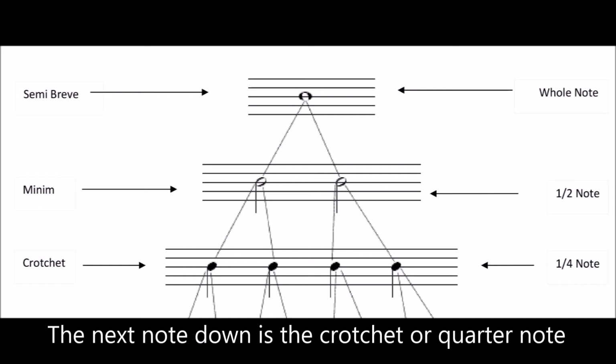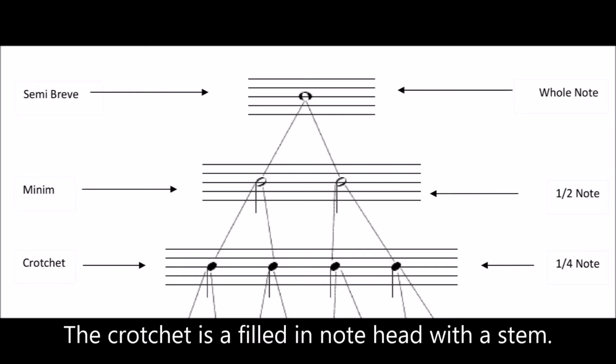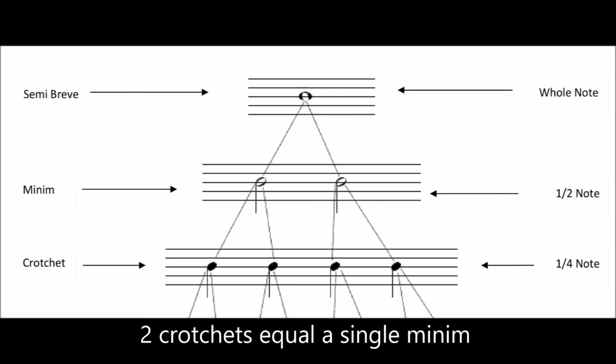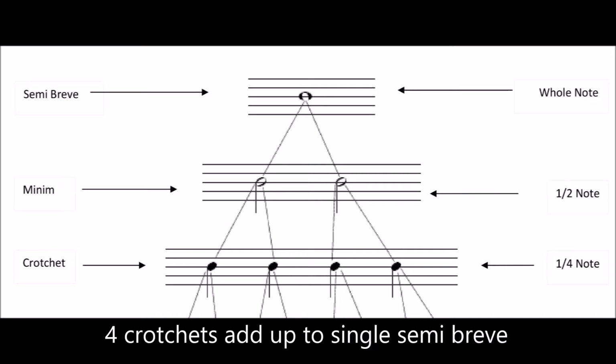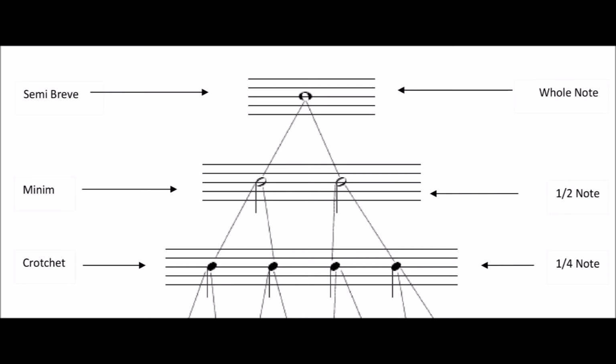The next note down is the crotchet, or the quarter note. The crotchet is a filled in note head with a stem, or a full note head with a stem. You can tell by looking at the table that 2 crotchets equal a single minim, and if you look again, 4 crotchets add up to a single semibreve.